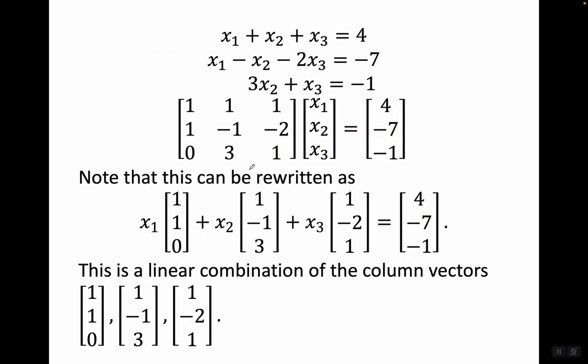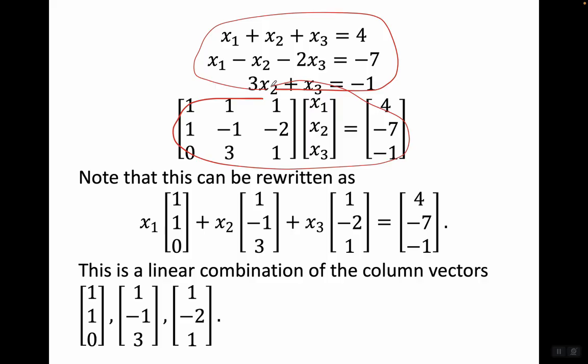Now, what I'd like you to notice is that if you're talking about this system of equations or this matrix equation, it can be rewritten in this way. It's x1 times the column vector 1, 1, 0 plus x2 times 1, negative 1, 3 plus x3 times 1, negative 2, 1 equals 4, negative 7, 1. And you can see this because you've got x1 plus x2 plus x3 equals 4. That's the first equation here.